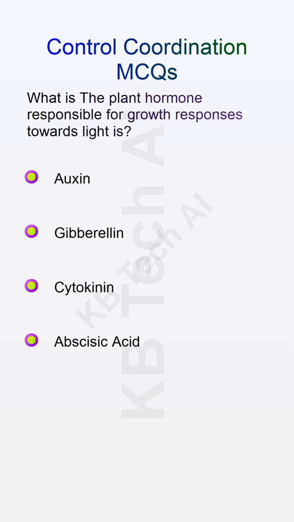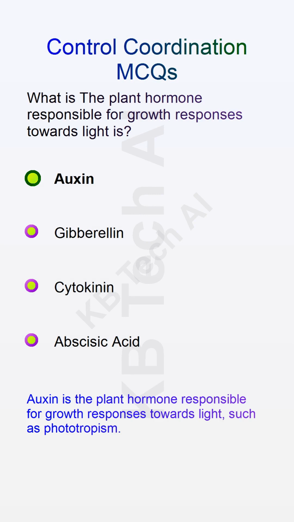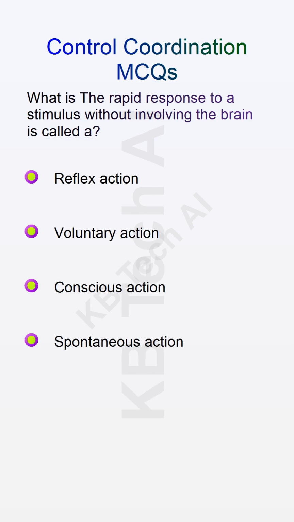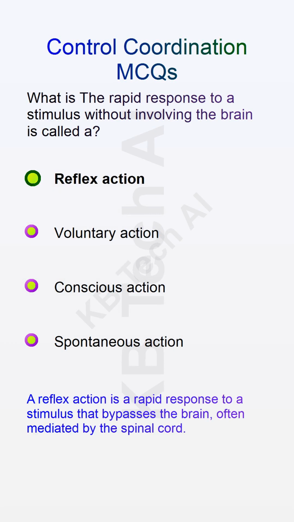What is the plant hormone responsible for growth responses towards light? Option 1, auxin, option 2, gibberellin, option 3, cytokinin, option 4, abscisic acid. The answer is, option 1, auxin. What is the rapid response to a stimulus without involving the brain called? Option 1, reflex action, option 2, voluntary action, option 3, conscious action, option 4, spontaneous action. The answer is, option 1, reflex action.